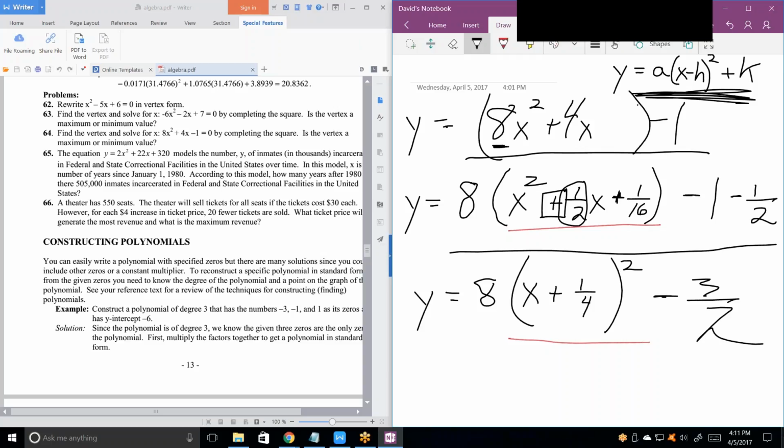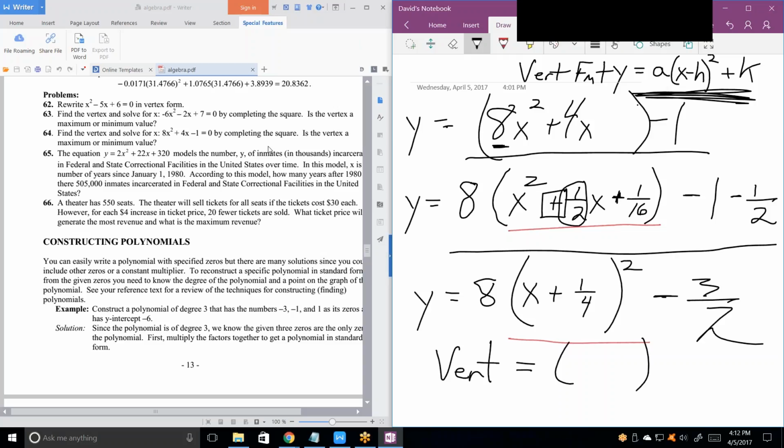Now, that is the only thing they ask. First of all, I'm going to ask, where's the vertex? We went to all this trouble to put it in vertex format. Remember, that's what that is, vertex format. So what's the vertex? Is it the 1/4 and then -3/2?